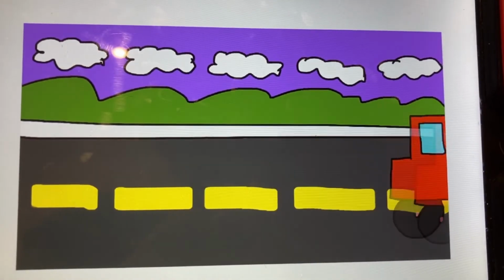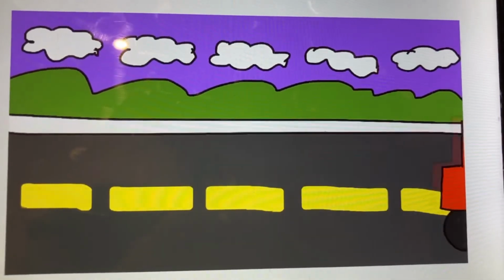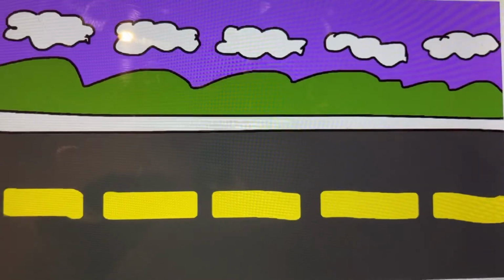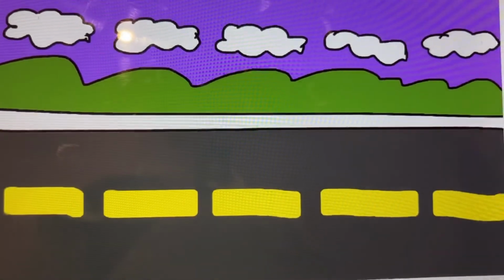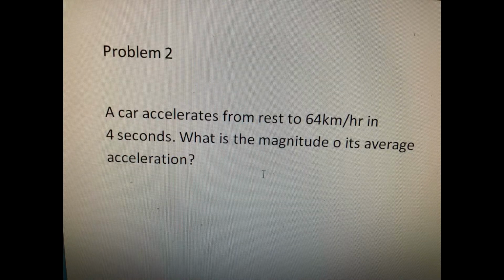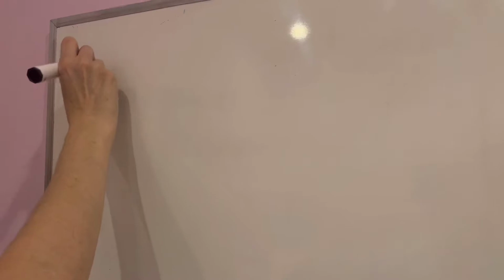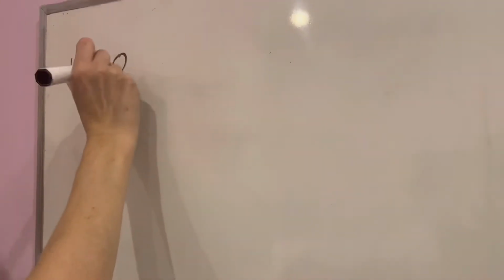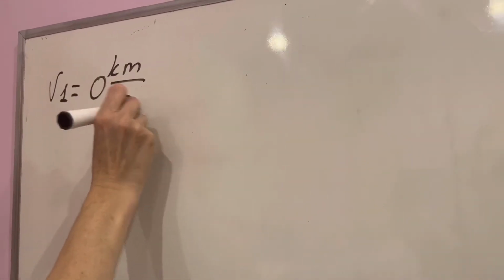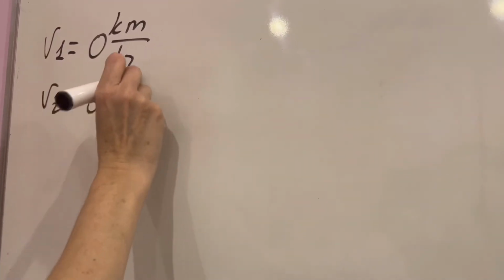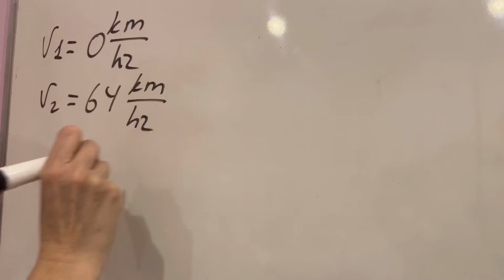Time for another problem. A car accelerates from rest to 64 kilometers per hour in 4 seconds. What is the magnitude of its average acceleration? What do we know so far? A car accelerates from rest. V1 is equal to 0 kilometers per hour. A car accelerates to 64 kilometers per hour.